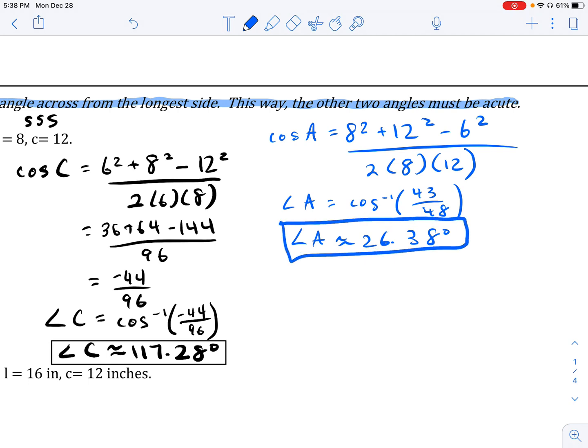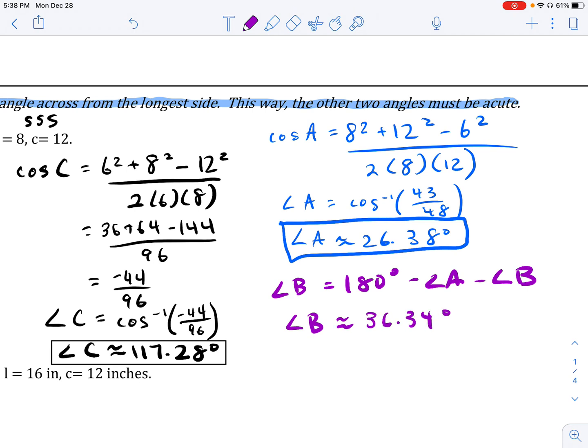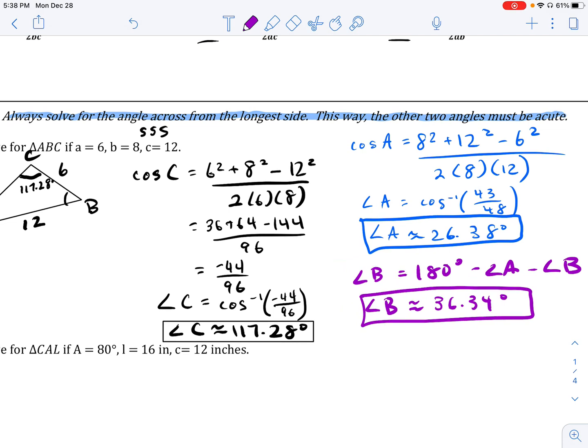Let's just box this. And to finish this up, let's say angle B now then is simply 180 minus angle A minus angle C. Angle B then, no need to use the law of cosines. We can just go ahead and calculate all that. It would be approximately 36.34 degrees. And again, we could have saved ourselves a lot of trouble had we just started with the largest angle to begin with. That way we could have just used either the law of sines or the law of cosines to figure out this angle here and then get the third angle by just simply subtracting from 180.